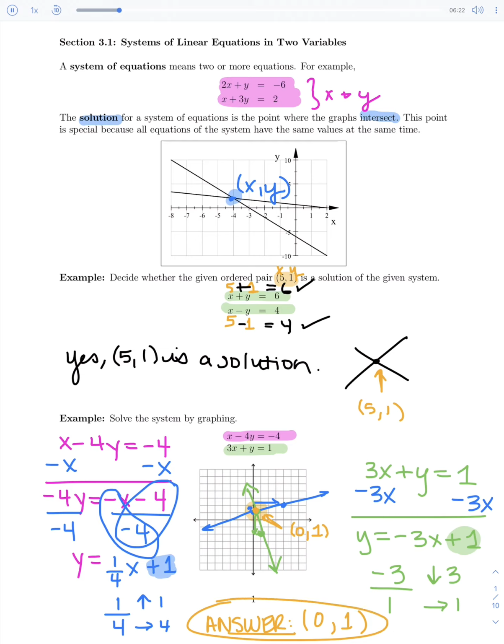Now, it won't always be this easy to find the solution of where 2 graphs intersect just by graphing them, so we need other methods that will always work, because we don't want to be left to always graph our lines.